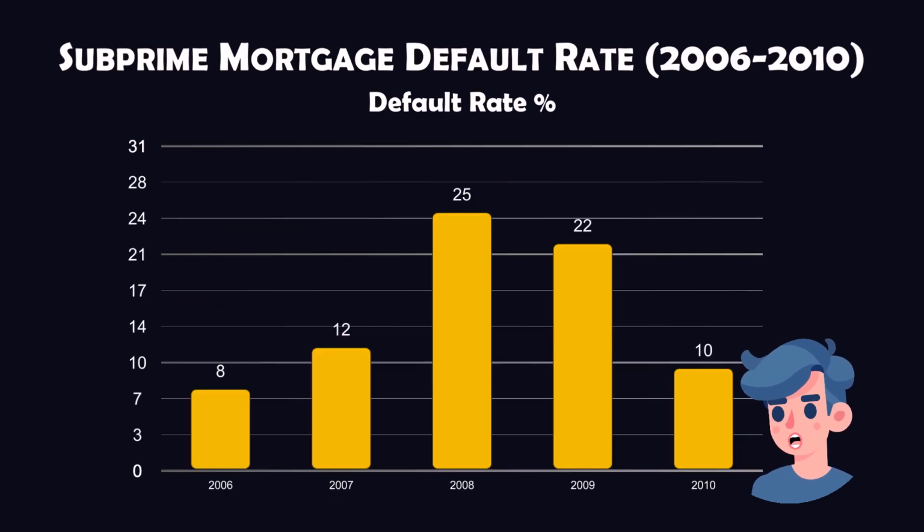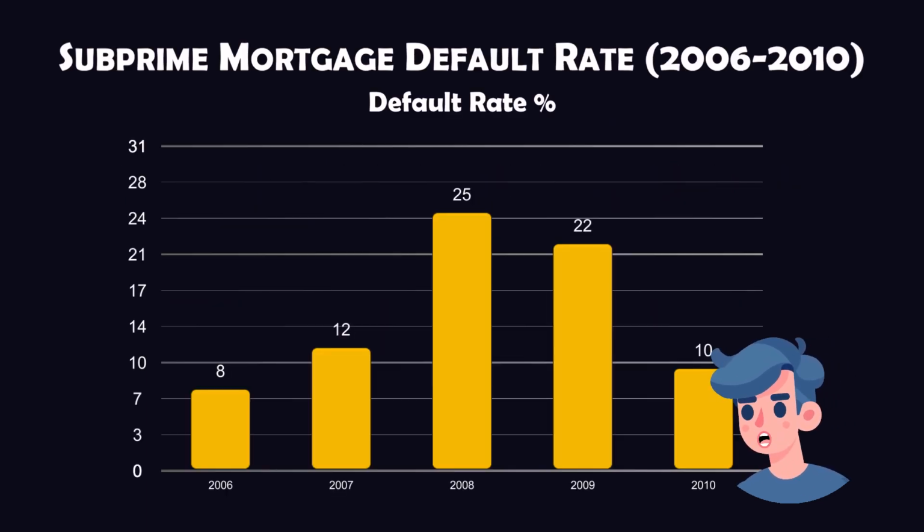Now, let's take a look at some data. In the 2008 financial crisis, the default rate for subprime mortgages surged to nearly 25%. This sharp increase had a domino effect, leading to bank failures, massive layoffs, and an overall economic downturn.